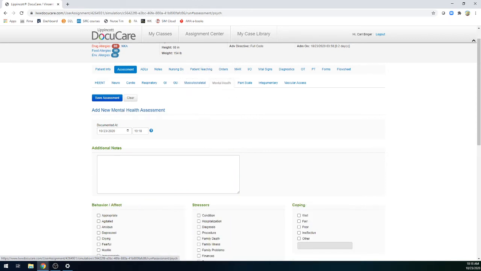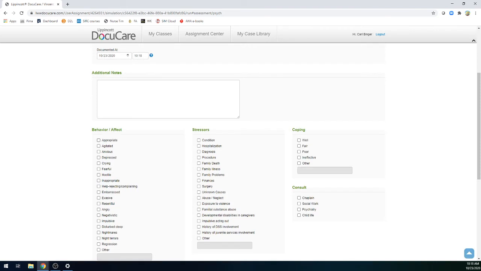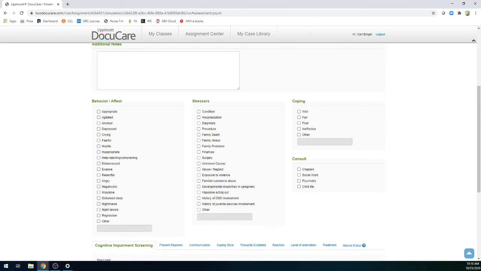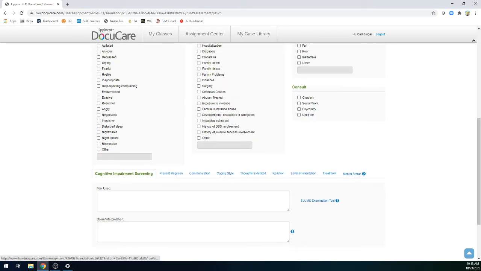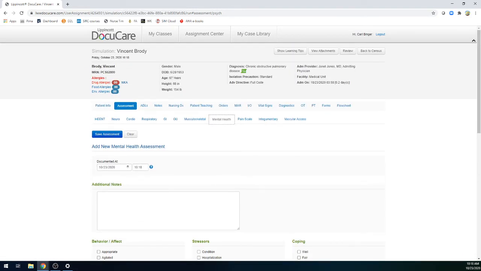I'm going through mental health. You can quick do something, right? How is his behavior? How about a stressor? Would his condition he's going through right now be a stressor? How do you think his coping is? Okay? Now again, all these blue things that I should hit on. And of course, save your assessment.